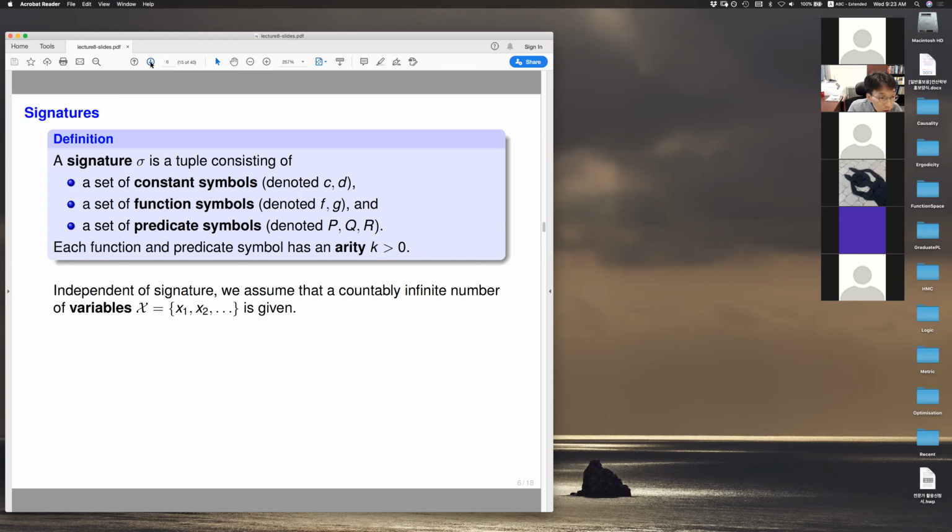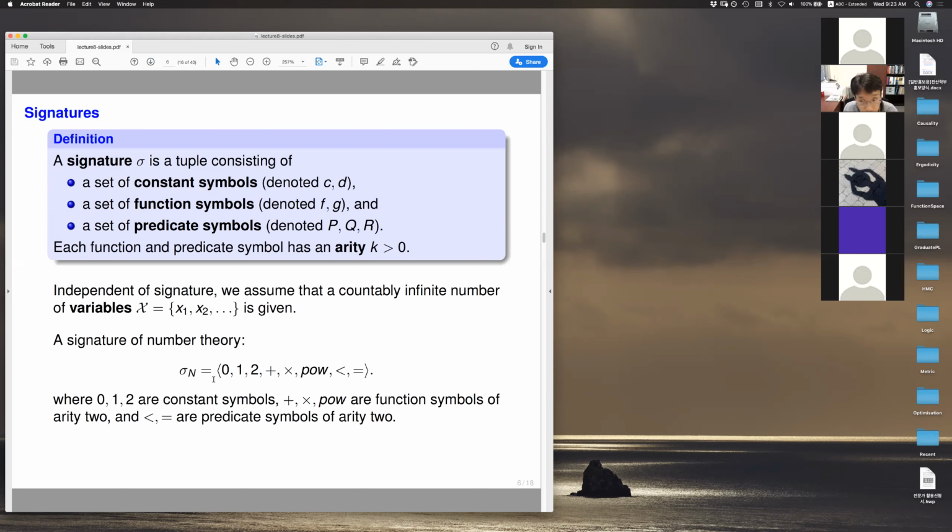And here are some examples that I already showed you. This is a signature for number theory. 0, 1, 2 are constant symbols. Plus, multiplication, POW are function symbols of arity 2. Less than and equal are predicate symbols of arity 2.